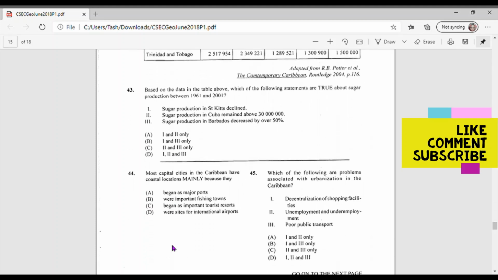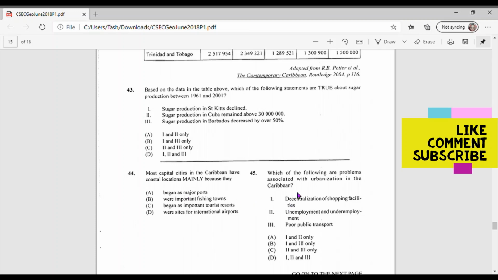Number 44. Most capital cities in the Caribbean have coastal locations mainly because A. It began as a major port. B. Were important fishing towns. C. Began as important tourist resort. Or D. Were sites for international airport. So that would have been letter A. They began as major ports from the time of sugar exportation, etc.